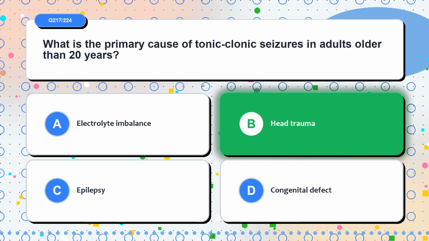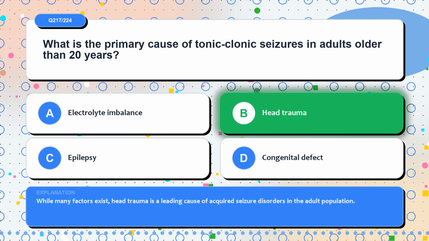The correct answer is option B, head trauma. While many factors exist, head trauma is a leading cause of acquired seizure disorders in the adult population.